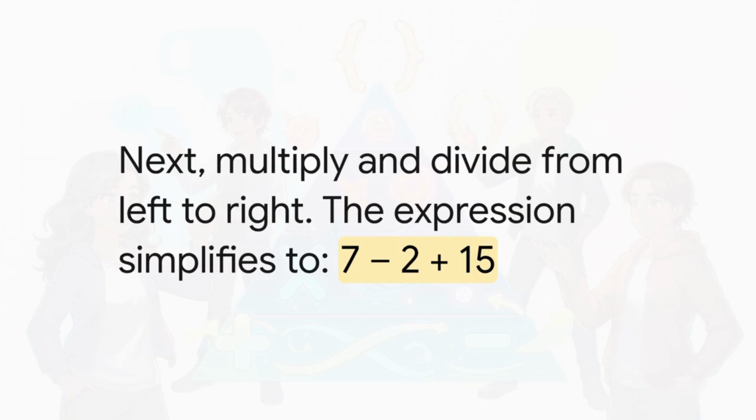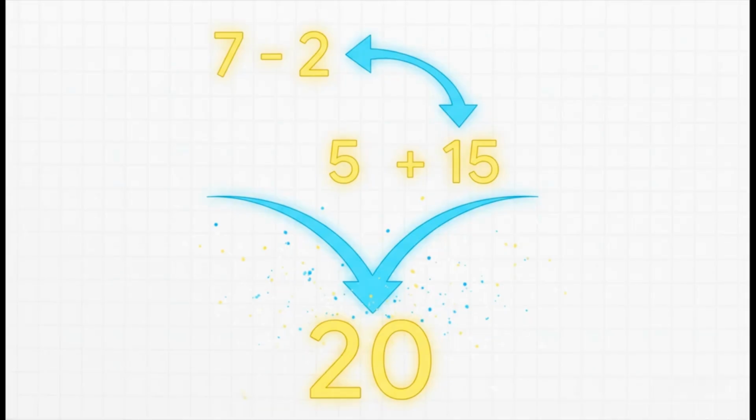Look at that. Our scary expression is now just 7 minus 2 plus 15. Much better. And now for the final step, addition and subtraction, left to right. So 7 minus 2 gives us 5, and then 5 plus 15 gives us our final answer, 20. See? When you follow the rules, it all falls into place.